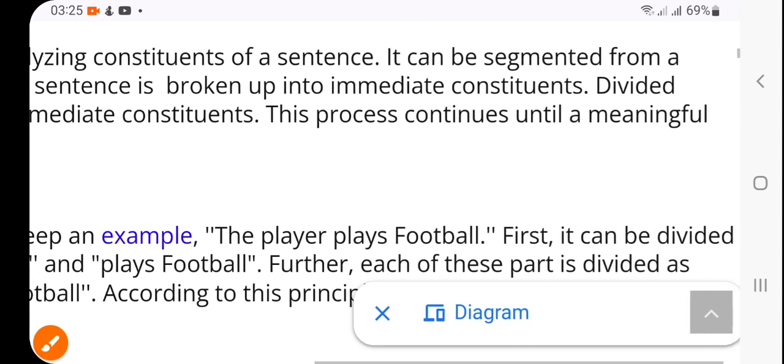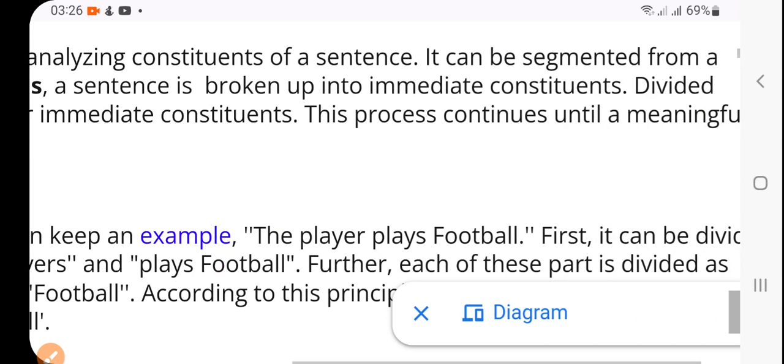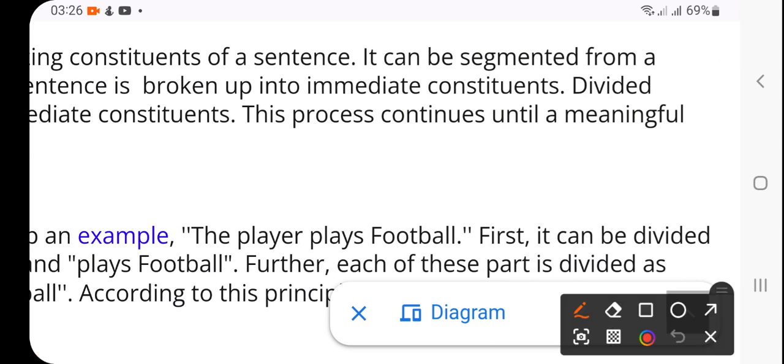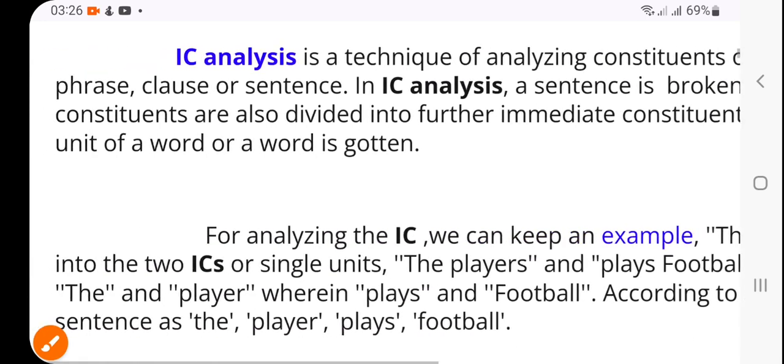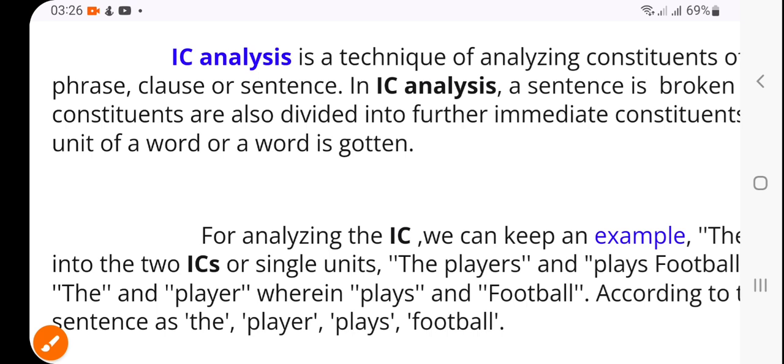Okay. Now it can be segmented, that's a very important point again. It can be segmented from a phrase, right? You can segment phrase-wise, you can divide the sentence, or clause, or whole sentence, right? So this way we can analyze the sentence. First, suppose sentence, then clause, then phrase, this way.